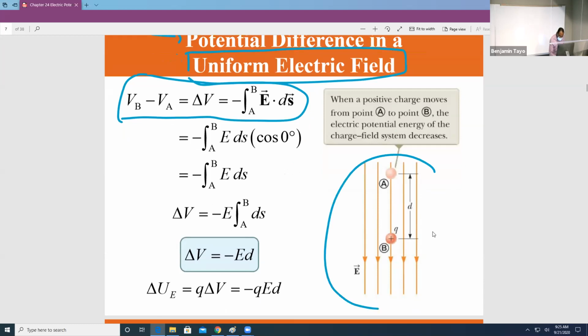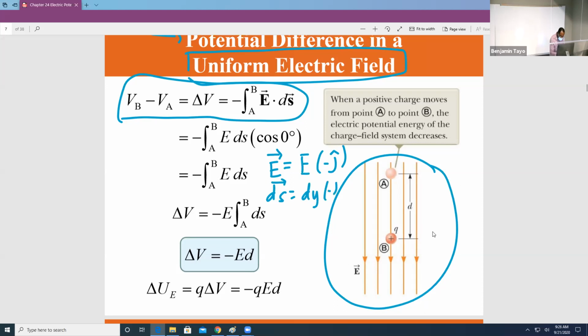Looking at this picture, in this example you can see that the electric field you can write as some magnitude E, the negative j, because it's pointing down. And then your ds vector is also dy in the negative j hat direction. So if you take the dot product of these two vectors, you just get E dy. And then you integrate that from point A to point B.